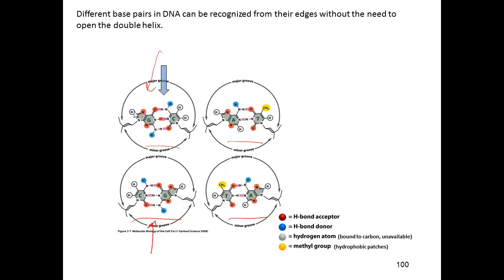The protein will be probing the different chemical elements that are exposed in the groove in order to determine whether it is the proper binding site for it or what bases are there. As you can see, for all four bases, and we'll make it even clearer on the next slide, the chemical arrangements are different, allowing proteins to discriminate amongst the possible bases.